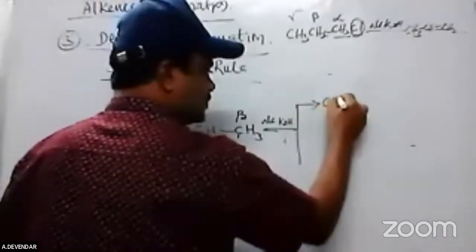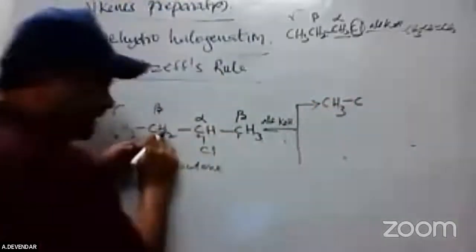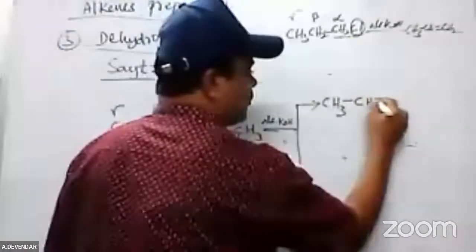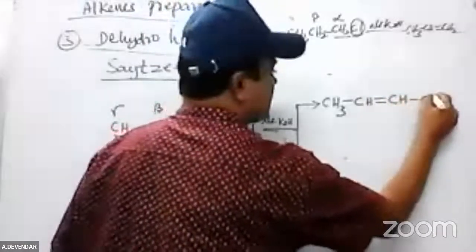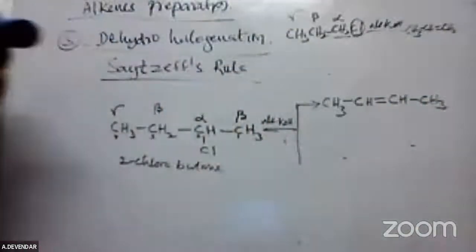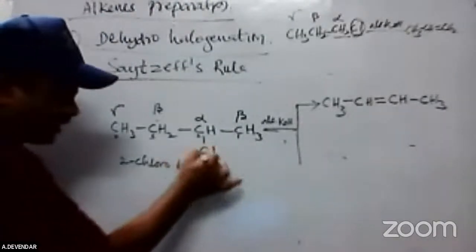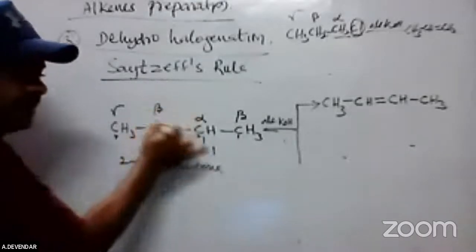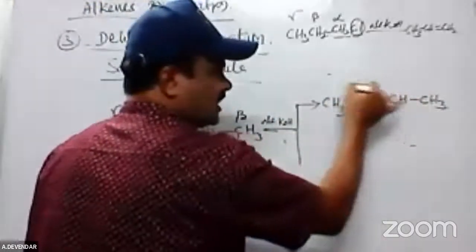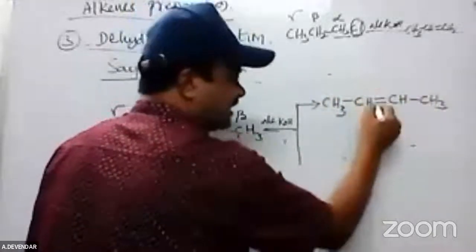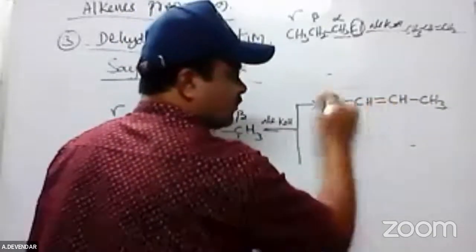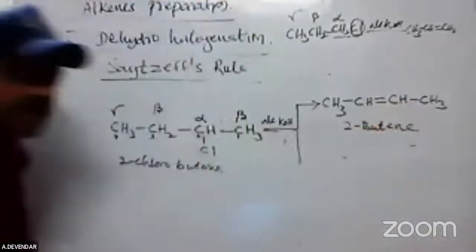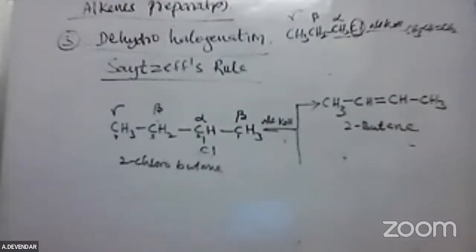So CH3, I'm removing the hydrogen from the beta carbon, the third carbon, and making the double bond, then CH3. Please name the compound. Here I removed the chlorine as well as the hydrogen from the beta carbon with fewer hydrogens. Numbering 1, 2, 3, 4, the double bond is at the second carbon, so it is 2-butene. Please remember the name 2-butene.